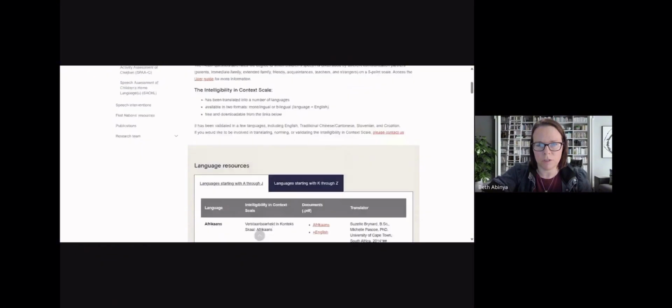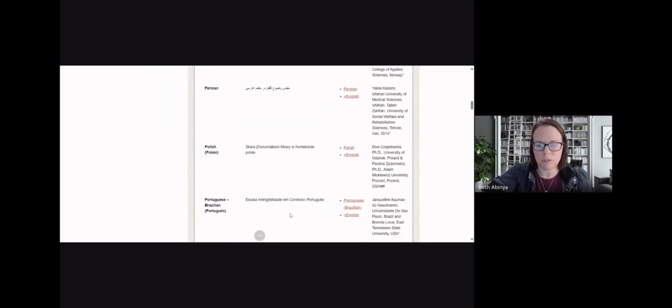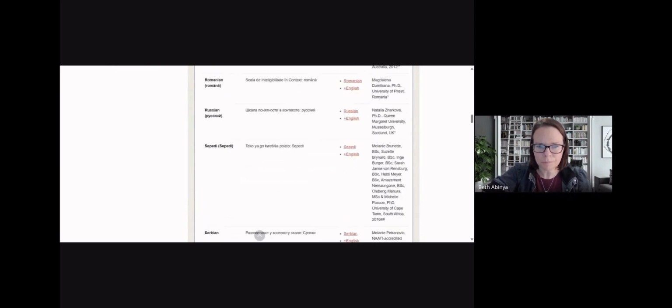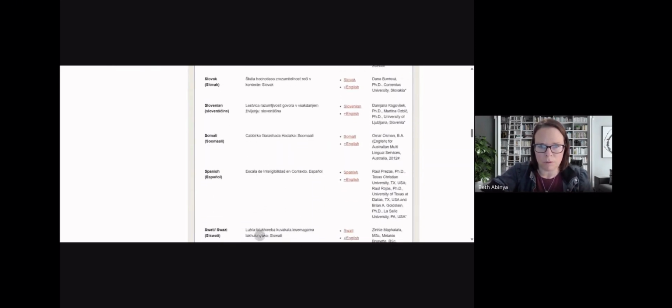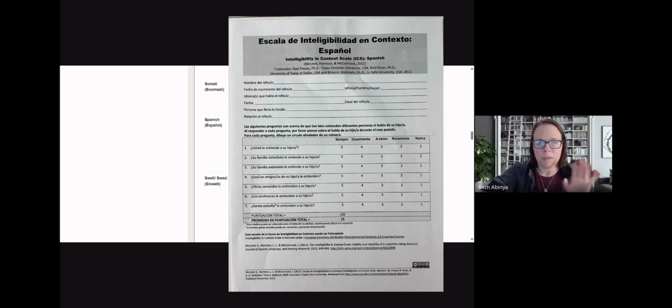It's a series of questions, and there are languages K through Z, so many. I'm going to go down to the Spanish. It says Spanish plus English. I think it starts with the Spanish and then goes down to the English. Anyway, it's a scale of intelligibility in context. It asks for the name of the child, the date of birth, all of that. How much can you understand your son or daughter? Oh, there's the English down there. I didn't even see that.